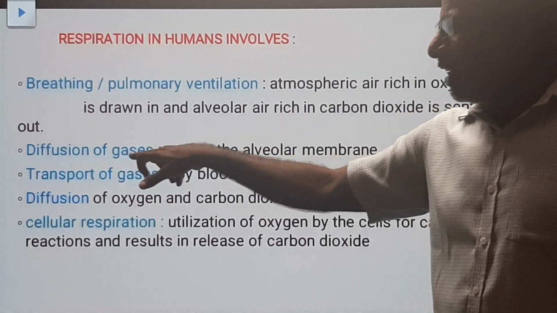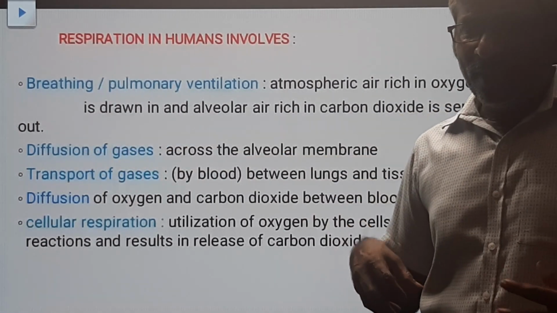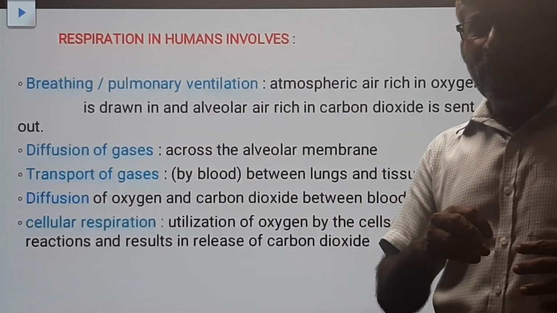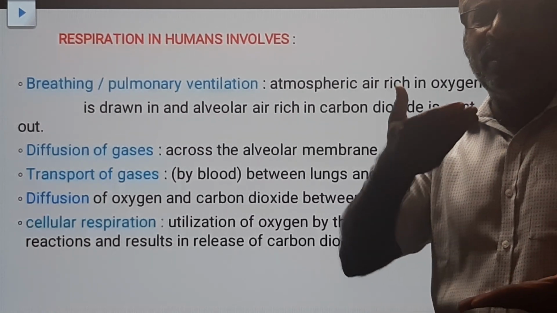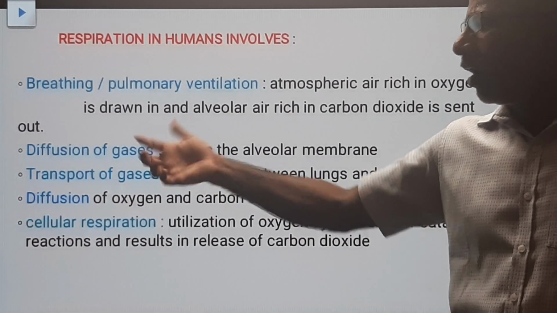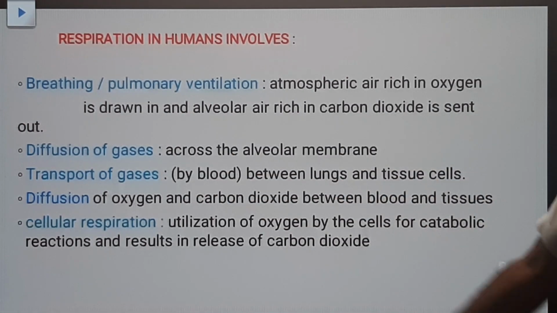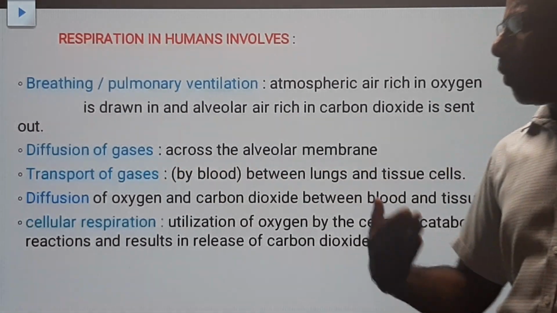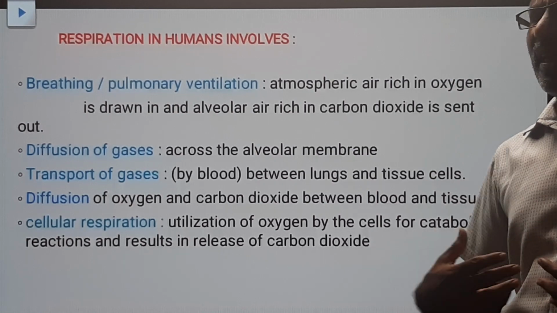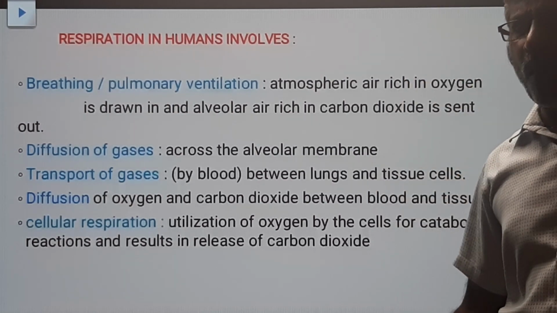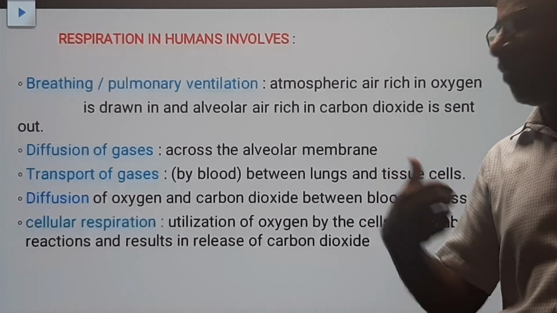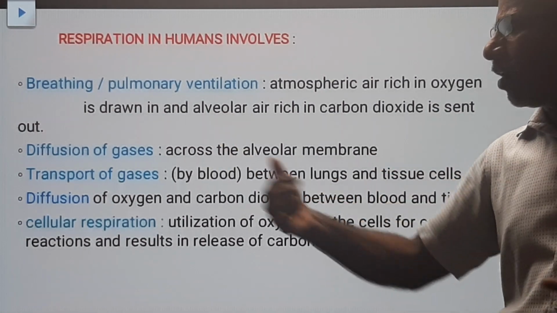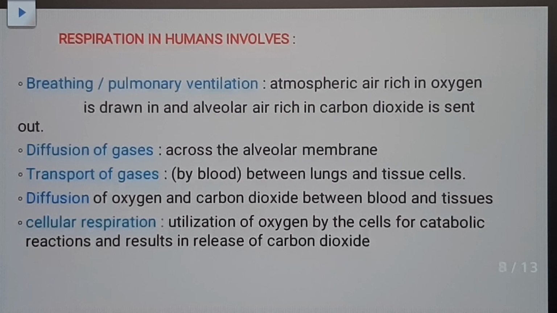The second one is diffusion of gases. From the alveoli, the oxygen is dissolved into the blood. The carbon dioxide is released into the alveoli. That is called diffusion. The third stage is transport of gases. Oxygen is transported all over the body, whereas carbon dioxide is collected from all locations and given to the lungs. That is called transportation of the gases.